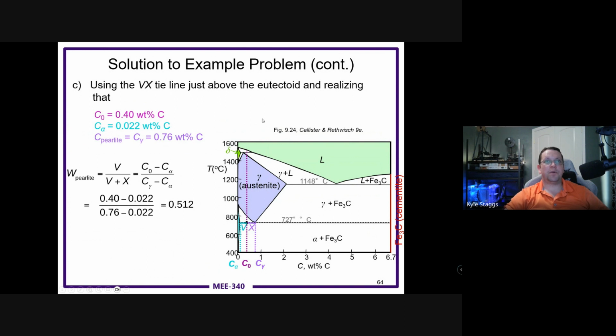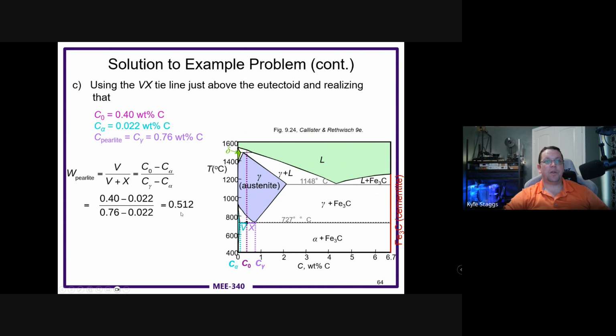So we're at a different weight percent here, because when we take the difference between those two, we're looking especially at what the gamma phase is, which right at the eutectoid point is 0.76 weight percent carbon. So we take that into our calculation down here, and we say, all right, the difference between this and alpha, and the difference between our 0.4 source C0 and alpha, this gives us our 0.512.